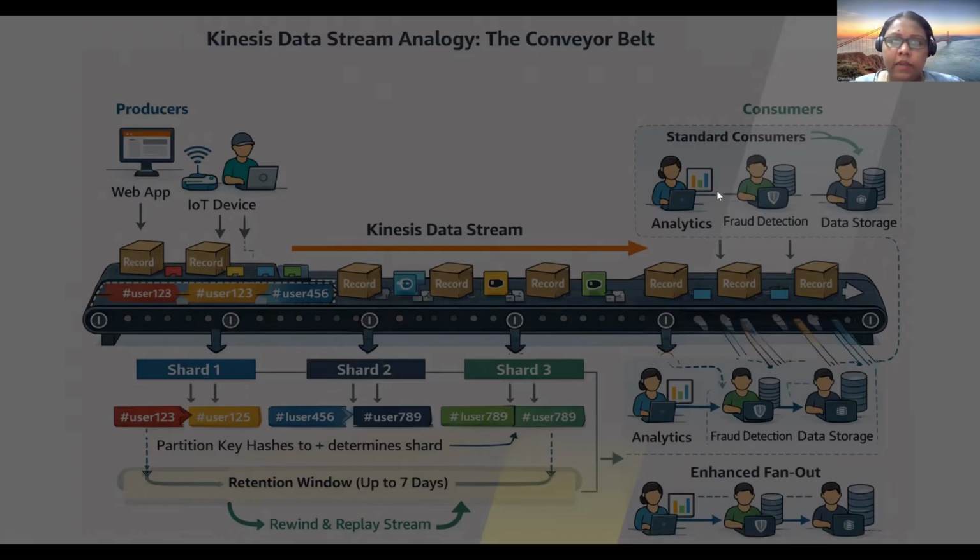So let's understand Kinesis data streams with the analogy of a conveyor belt. In factories, you see this conveyor belt, where workers place items on the conveyor belt, and various workers do something on the items. Here each item is referred to as a record, and the workers who placed them are called producers, and the workers who do something on the records are called consumers.